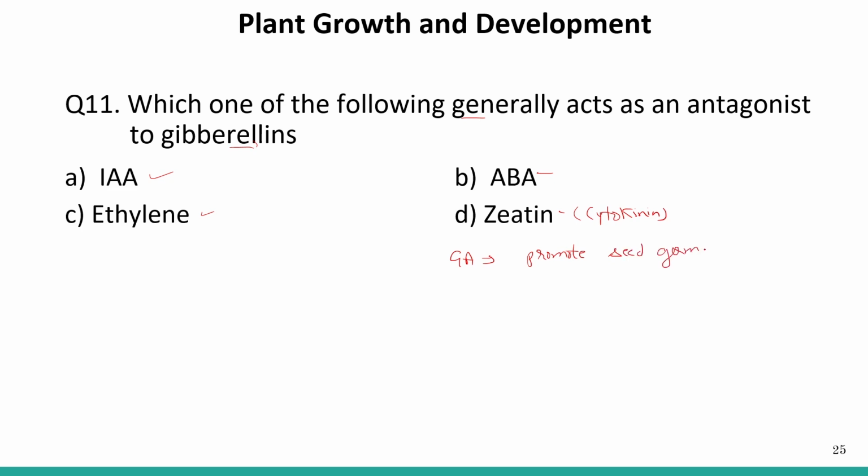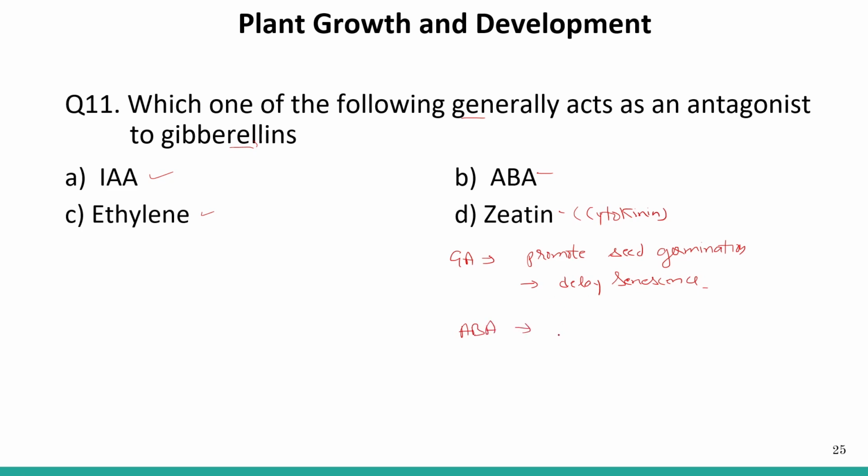And what else do they do? They also delay senescence. Okay. But abscisic acid is the opposite of gibberellic acid.